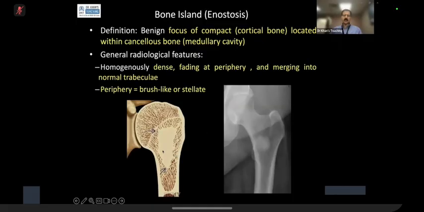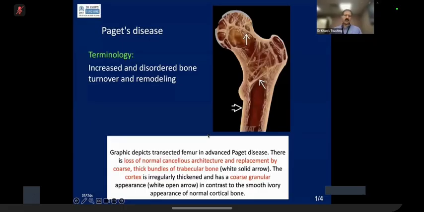Key points. What are the key points? It is dense. It fades at the periphery. So this is our lesion, and you can see that it fades. Just remember that word: it fades at the periphery. And there is merging with the normal trabeculae. I'll show you on DICOM, just to blow it up and see that there are surrounding trabeculae. It merges with that. And then look at this word: it has got an edge which is brush-like. Look here, brush-like. Again, I'll show you on Osirix.